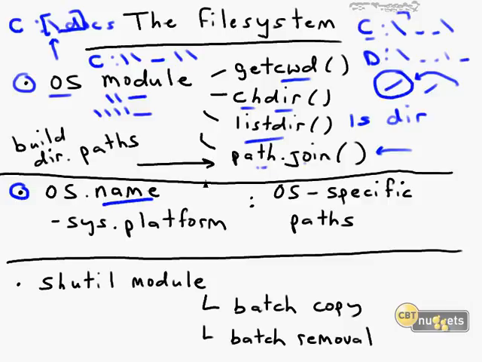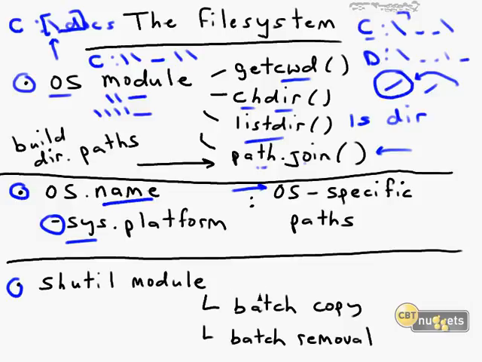OS name gives you fairly generic operating system platform details. The second module that you really need to be very familiar with to do Python file system work is the sys module. The platform function in there, sys.platform, gives a much more detailed ID of the host operating system of the local computer.